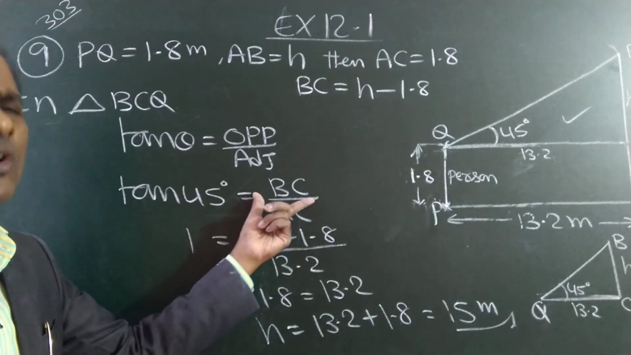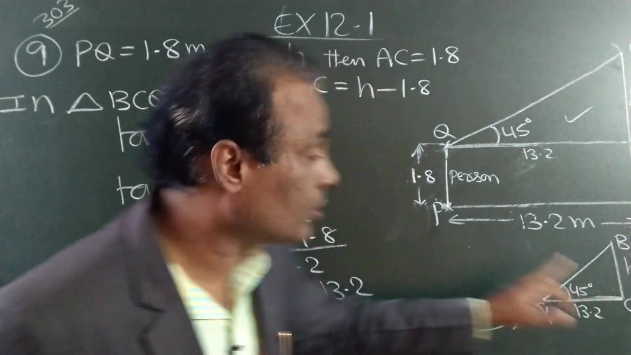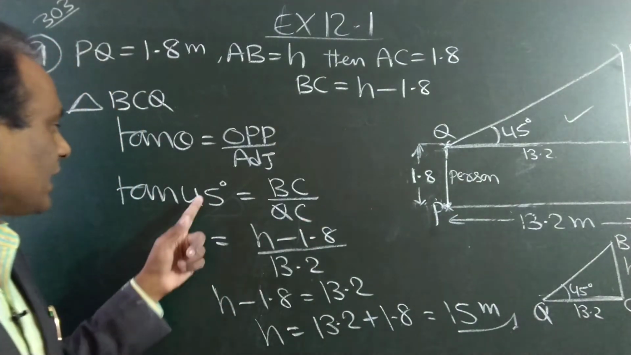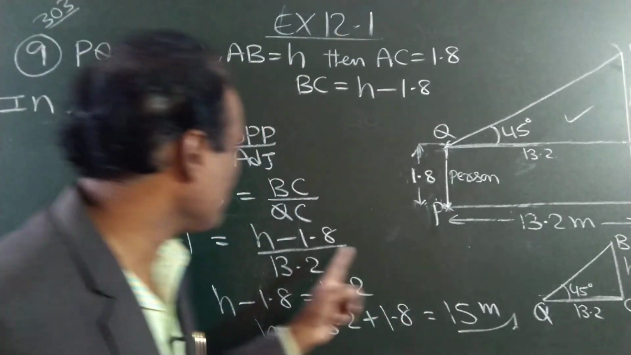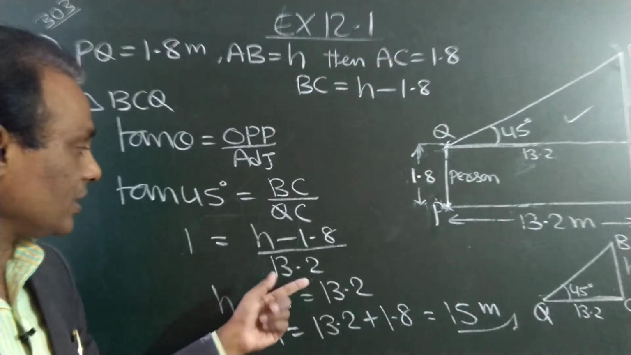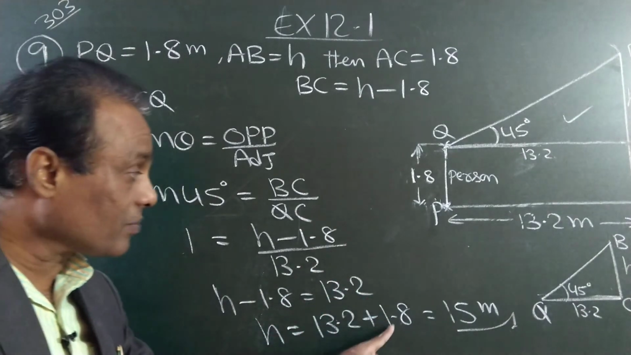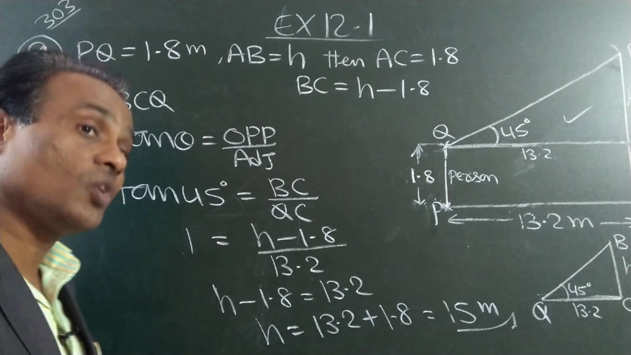If before that I write one more step: opposite means BC, adjacent means QC. Tan 45 is 1. BC is h minus 1.8, QC is 13.2. 13.2 into 1 is 13.2. Minus 1.8 goes to that side as plus 1.8. 1.8 plus 13.2 is 15 meters. Over.